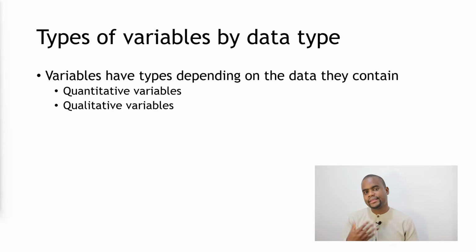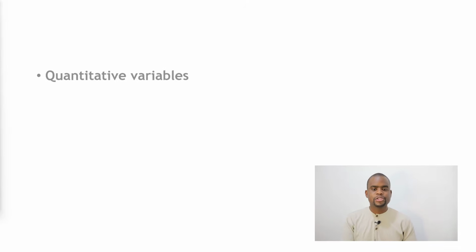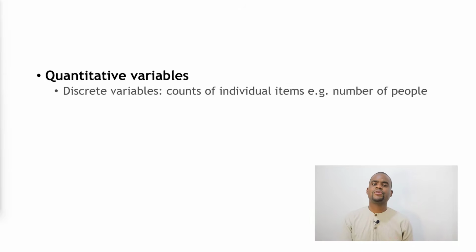Okay, so let's take a look at these variables in greater depth. For example, quantitative variables, we actually also have different types of quantitative variables. The first one is what we call discrete variables. Discrete variables are variables where the values are quantitative or numeric, they're numbers, but the numbers themselves are discrete, or the numbers themselves are counts of individual items.